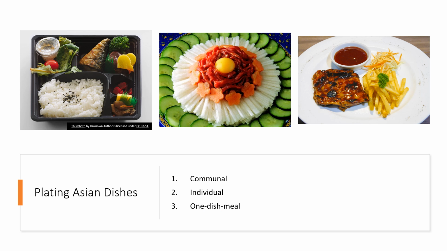In Asian cuisine, visual presentation is as much a part of the dining experience as the taste of the food itself. So ano nga ba yung tips kung paano mag-plate ng Asian dishes correctly? So we have communal, individual, and one-dish meal. For communal, sharing is an important aspect of the Asian dining culture and communal dishes are very common. The following are some examples of how communal dishes can be plated elegantly.